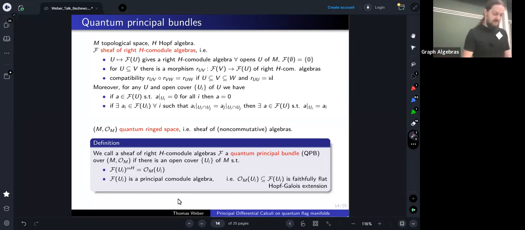So let me explain. This first axiom means that, take an open cover of your space M. Then you would like to have that on this open cover, the invariants under the coaction of H are exactly the algebra on M. And furthermore, that on this open cover, you have principal comodule algebras, so faithfully flat Hopf-Galois extensions.